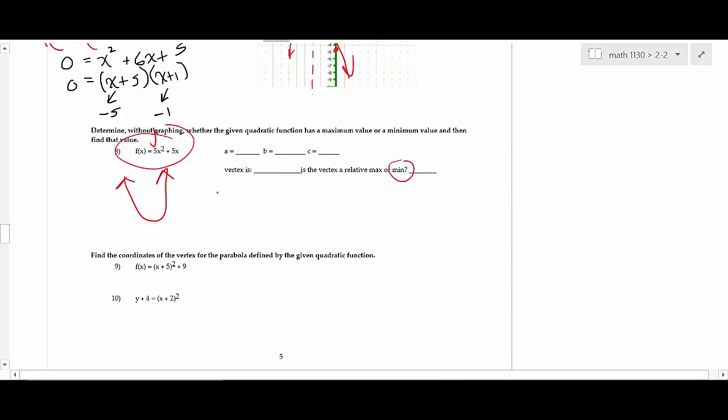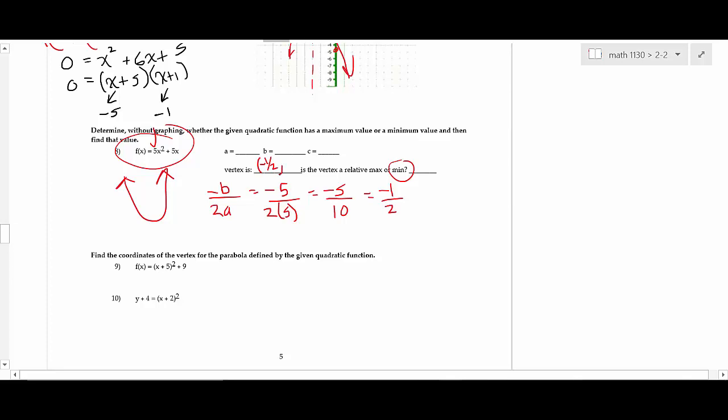When we do the vertex, we're just going to do negative b over 2a. This time b is going to be 5, and a is also going to be 5. So that would be negative 5 over 10, which reduces down to negative 1/2. Okay, so we have that.